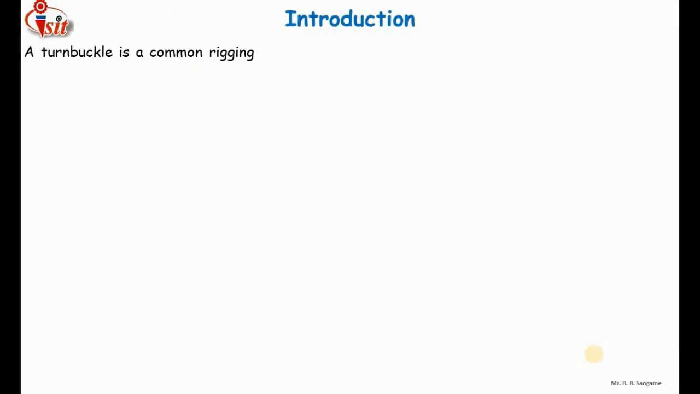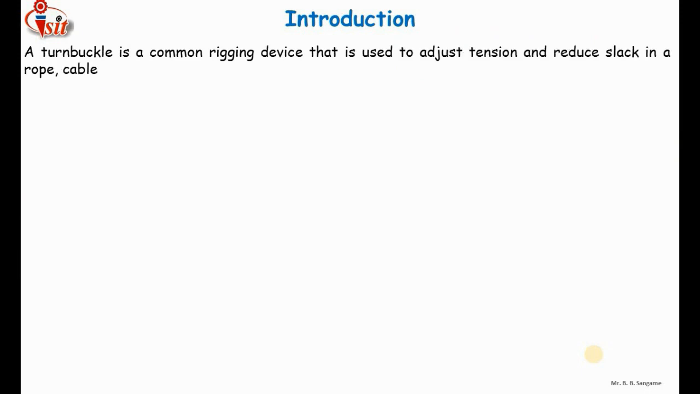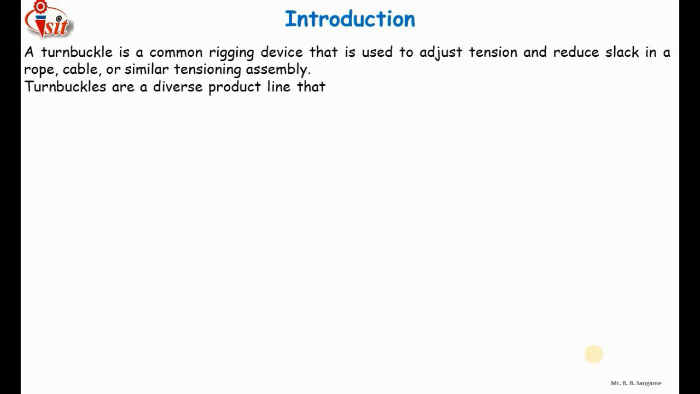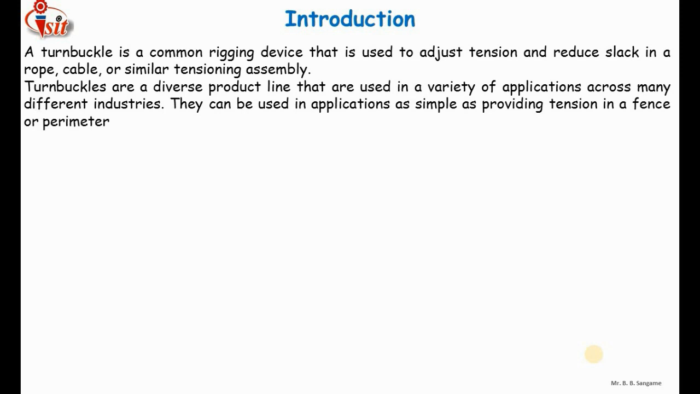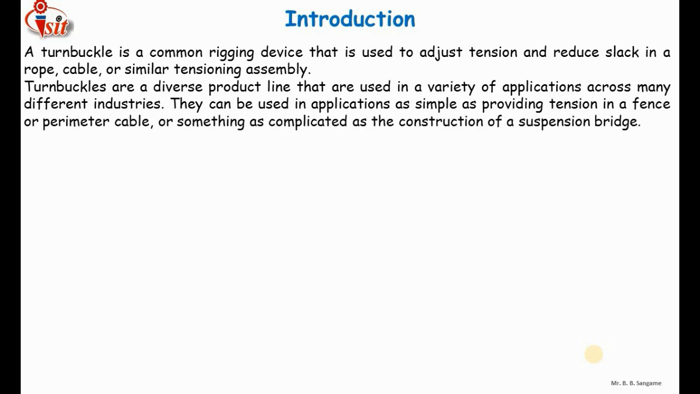So turnbuckle is a common rigging device that is used to adjust tension and to reduce the slack in rope, cable or similar tensioning assembly. Turnbuckles are a diverse product line that are used in a variety of applications across many different industries. They can be used in applications as simple as providing tension in a fence or a perimeter cable, or something as complicated as the construction of a suspension bridge. So there are a variety of applications of turnbuckle.